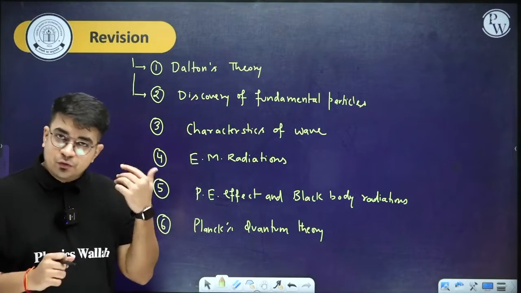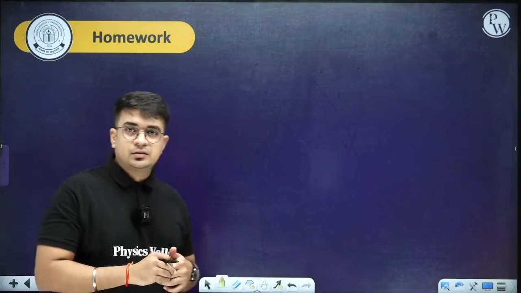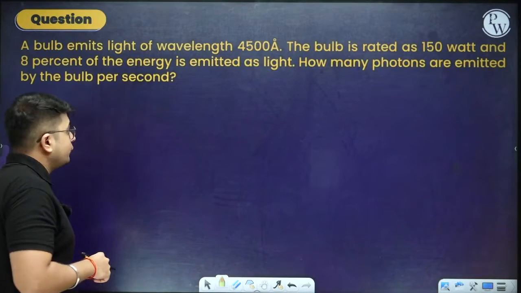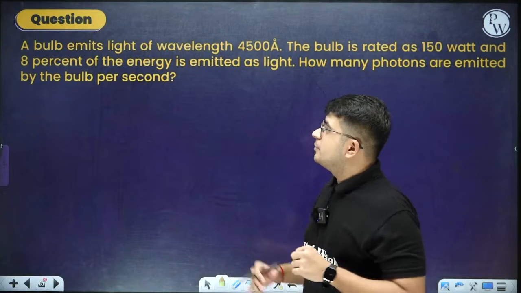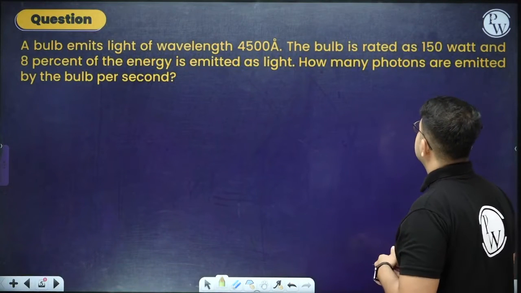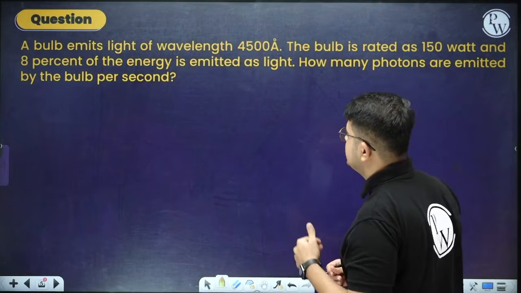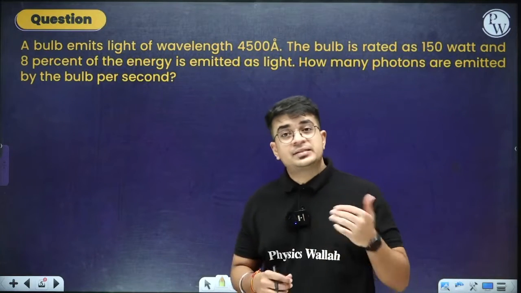Now I gave you certain questions as your homework. If you see the previous lecture, there were two questions which I gave you as homework. So let's try to discuss that particular part first. The question says a bulb emits light of wavelength 4500 angstrom. The bulb is rated as 150 watt and 8% of the energy is emitted as light. How many photons are emitted by the bulb per second?